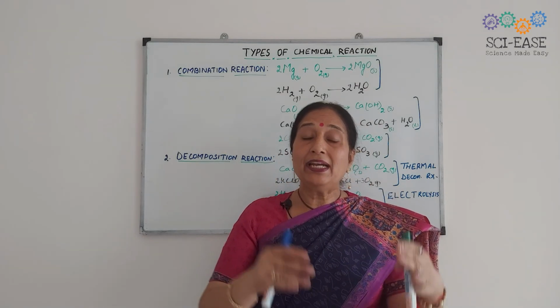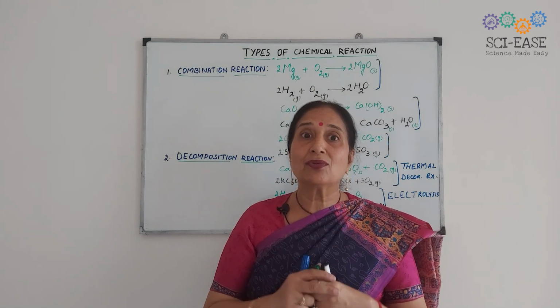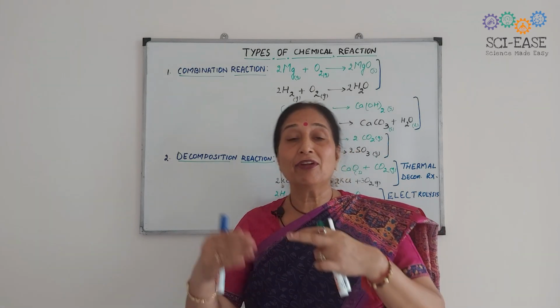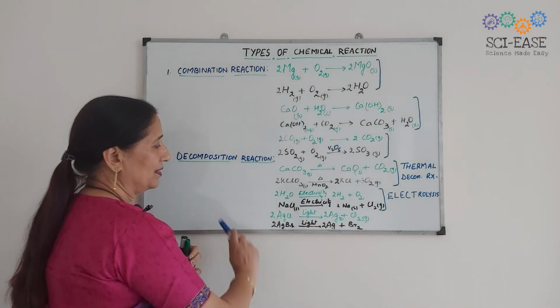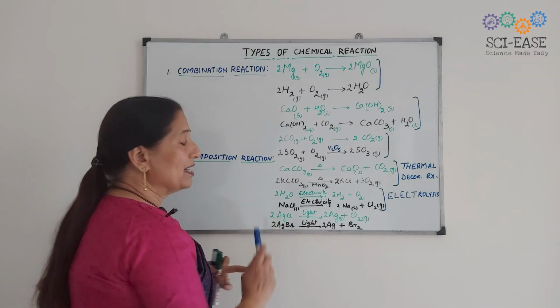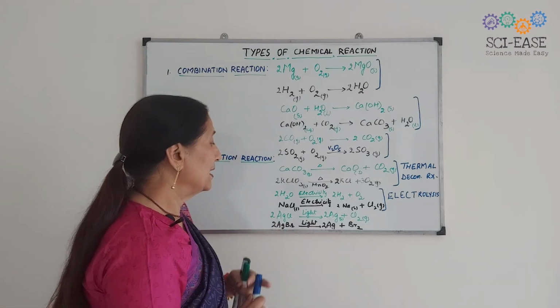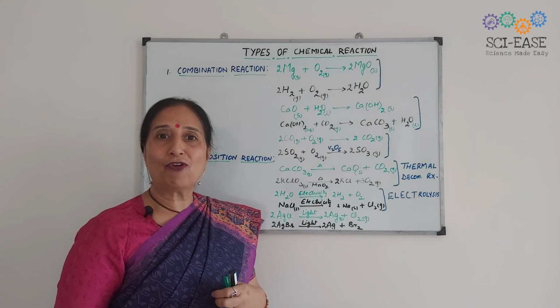AgCl, when it is exposed to light, what is the reaction? What will be the product? It will be decomposed into Ag and Cl2. And in the same way, when AgBr is exposed to light, then Ag plus Br2 are formed.